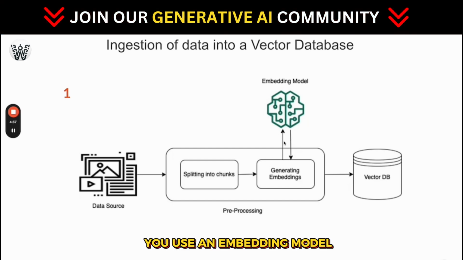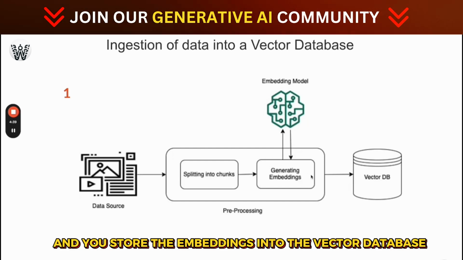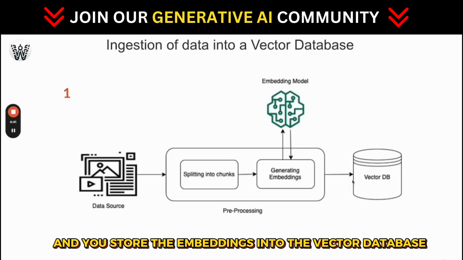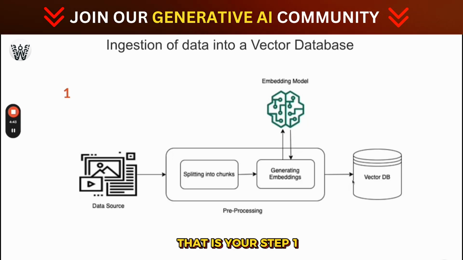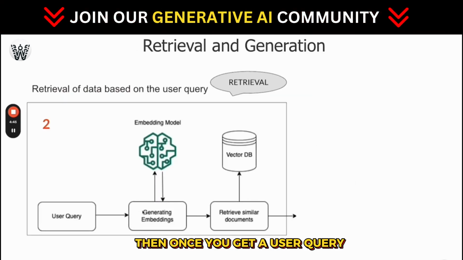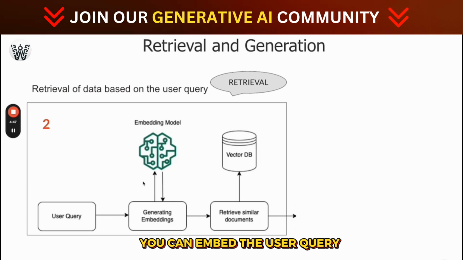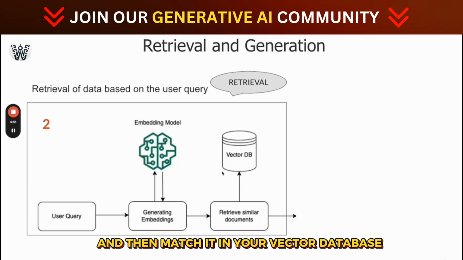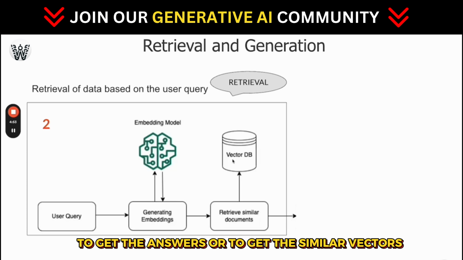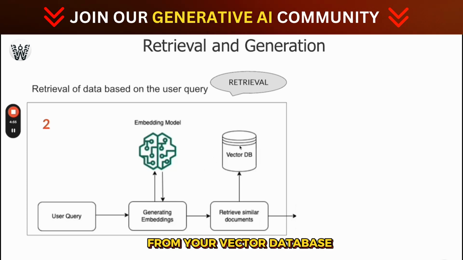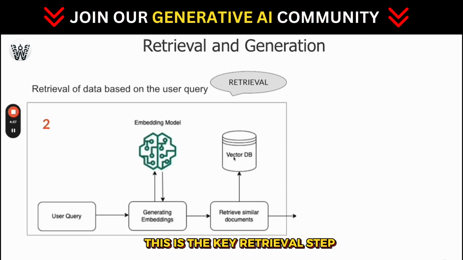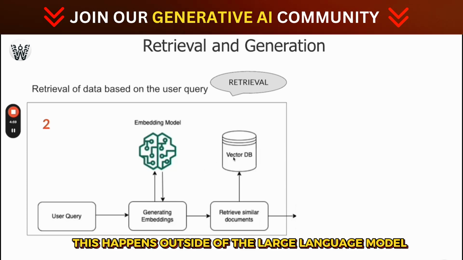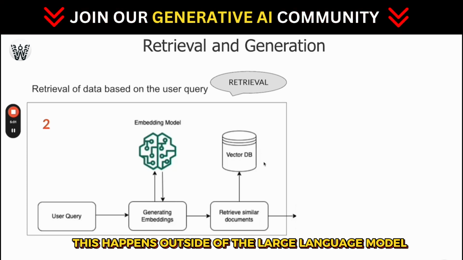You use an embedding model to generate the embeddings, and you store the embeddings into the vector database. That is your step one. Then, once you get a user query, you can embed the user query and then match it in your vector database to get the answers, or to get the similar vectors from your vector database. This is the key retrieval step. This happens outside of the large language model.